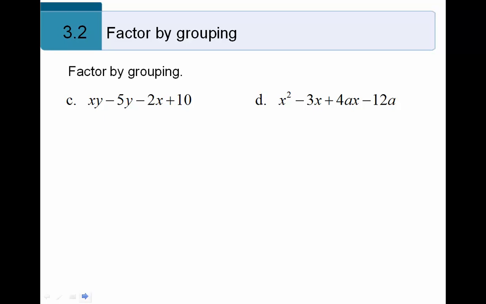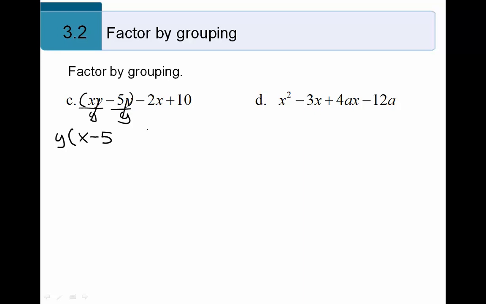xy minus 5y minus 2x plus 10. This one might be a little trickier with our signs. So here, notice we can factor out a y. Divide by y, divide by y. I'm left with x minus 5.